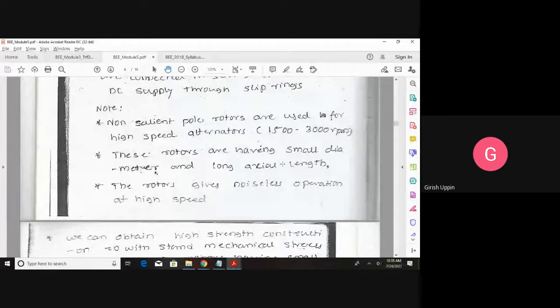Some of the features of the non-salient pole: these rotors are used for very high-speed alternators, 1500, 3000 rpm. So it's like in thermal power plants and nuclear power plants, where we can achieve very high pressure steam, by which we can have a very high speed. We can use non-salient pole alternators in that kind of power generation.